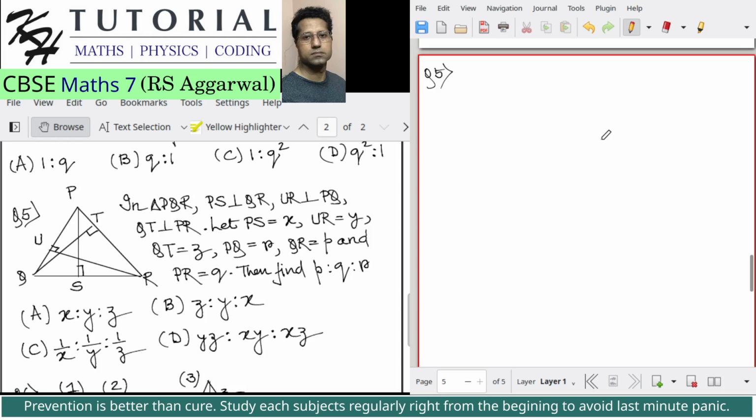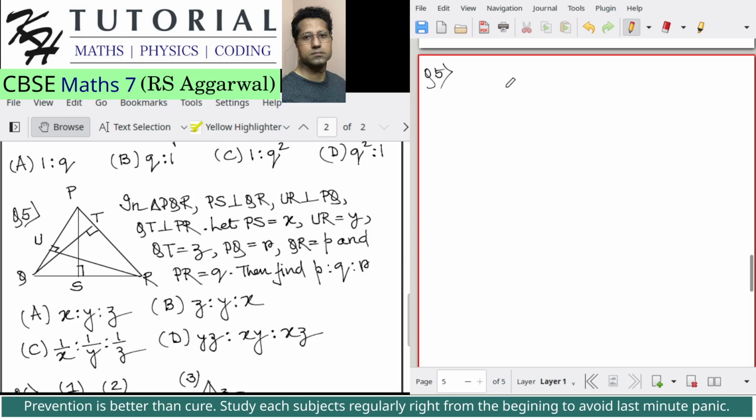And the lengths of PS, UR, and QT are given to be X, Y, Z. And the side PQ is given to be R, QR is given to be P, and PR is given to be Q. So the lengths of the sides of the triangle are given, and also the lengths of all three heights are given, and we are asked to find P is to Q is to R. That is, the ratio of the sides of the triangle.